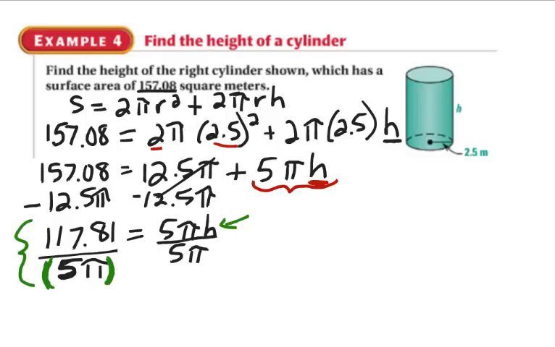So once I do the division, I'm going to get 7.5 equals h. The 5 pi's, when I divide it out, go away. And I'm going to get 7.5. So my height is 7.5, and this is in meters. So the height is 7.5 meters. And that's your answer.